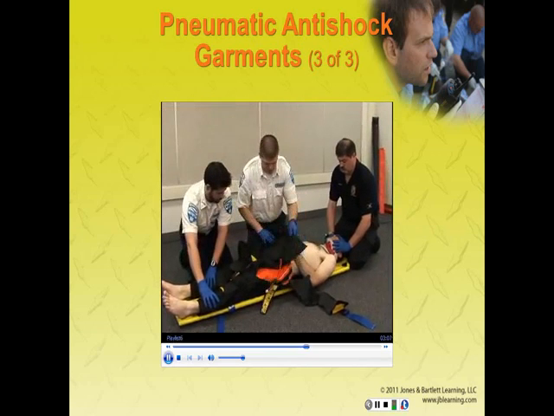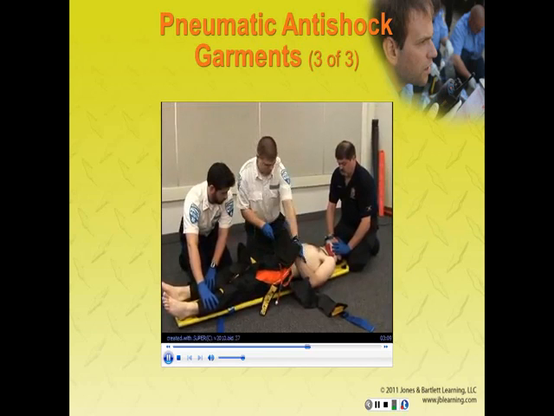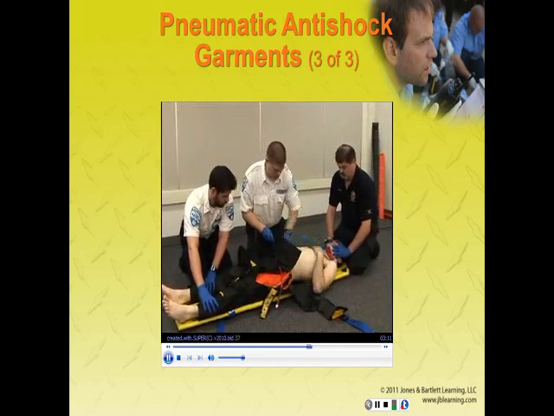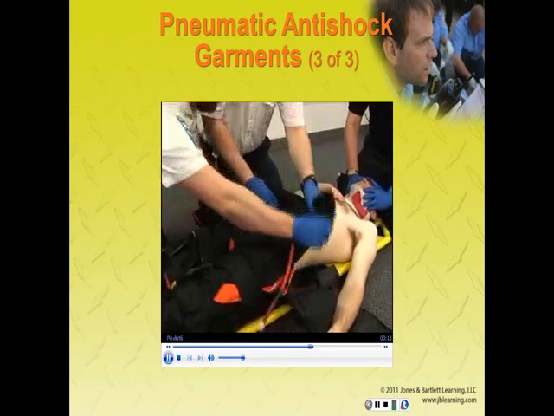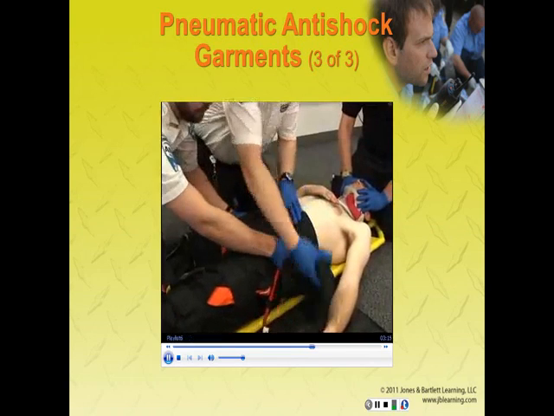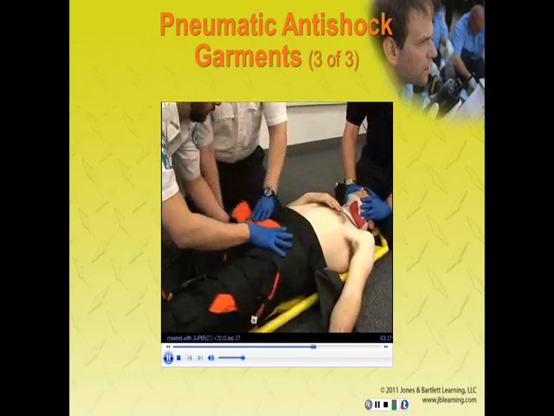Snugly apply the abdominal section. If the patient's abdomen is too large for the abdominal section to fit from pregnancy or obesity, inflation of the garment is contraindicated in most situations.